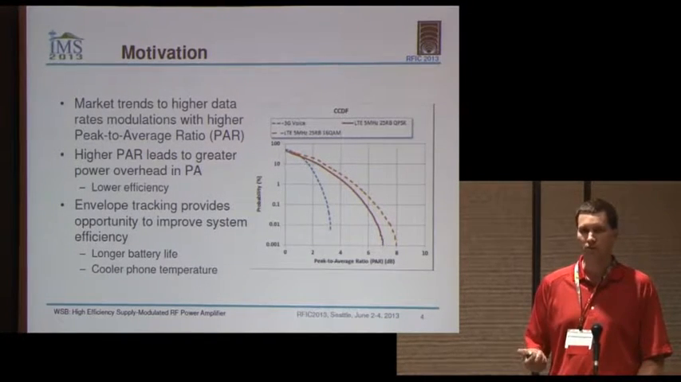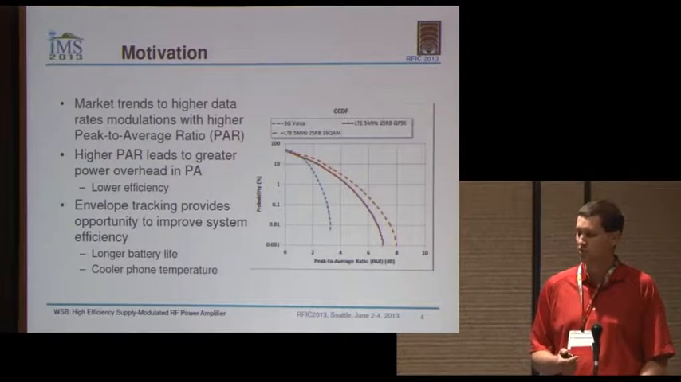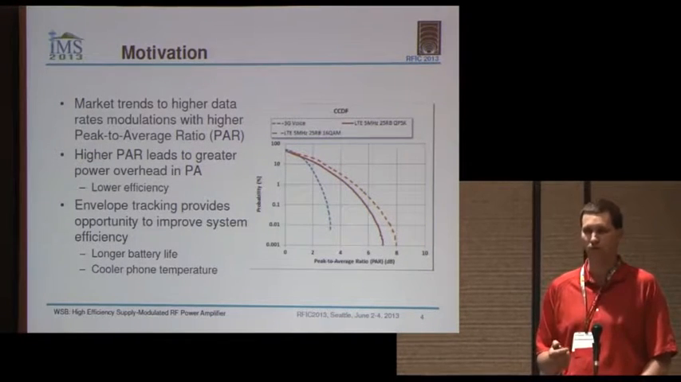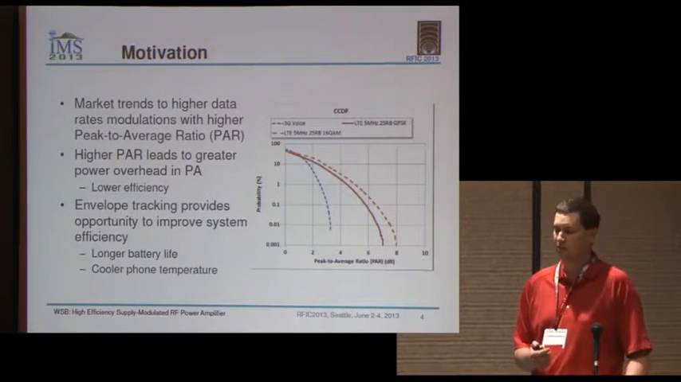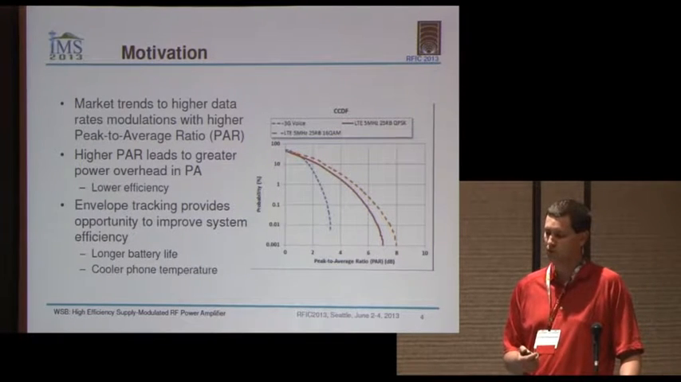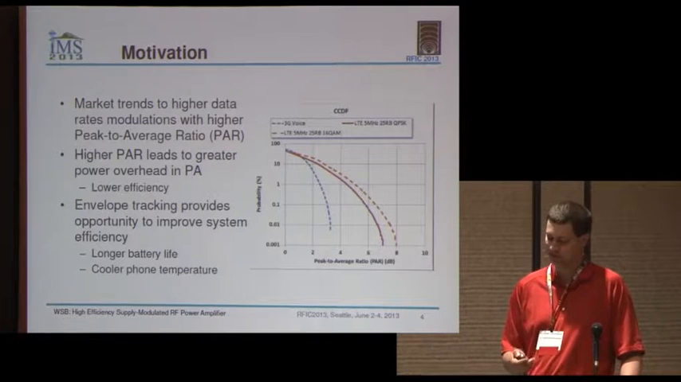So the overall goal, as has been discussed this morning, is to get higher system efficiency. In our phones, that means we have longer battery life, or can allocate the battery current to other functions in the phones, or for all our cool phones, we can have a cooler phone temperature.